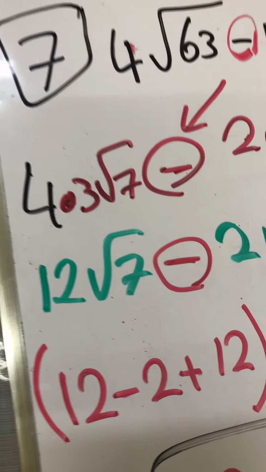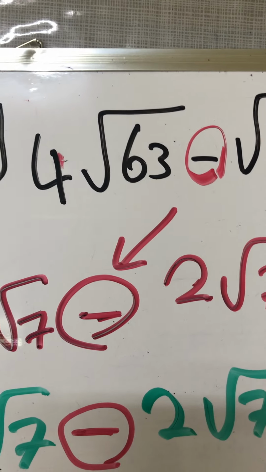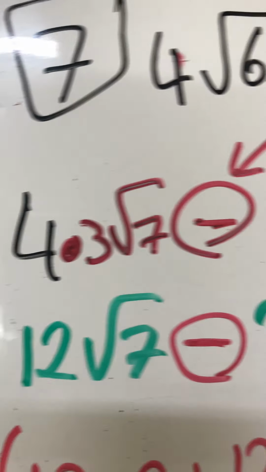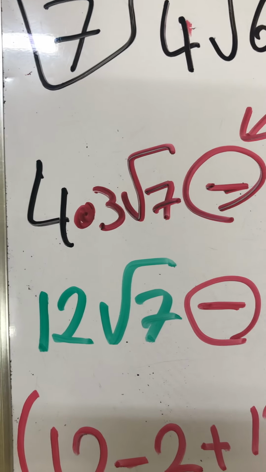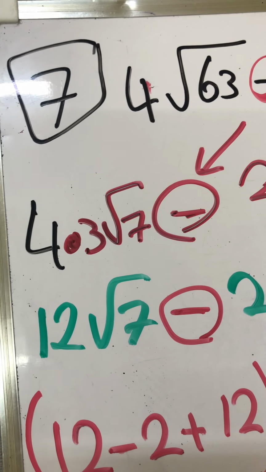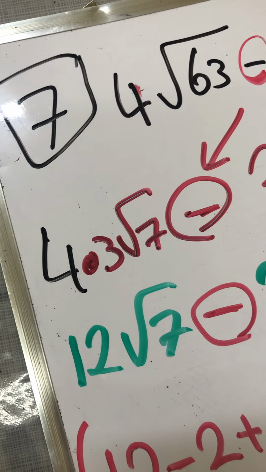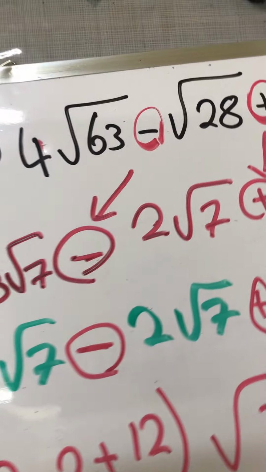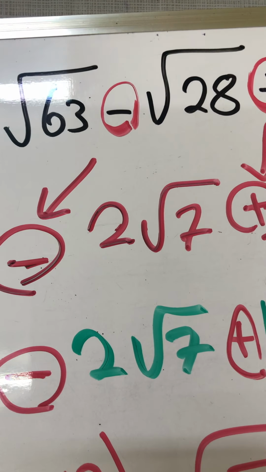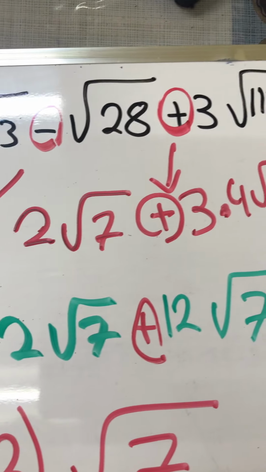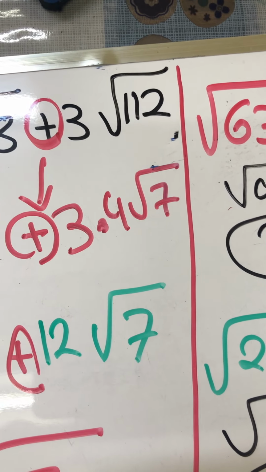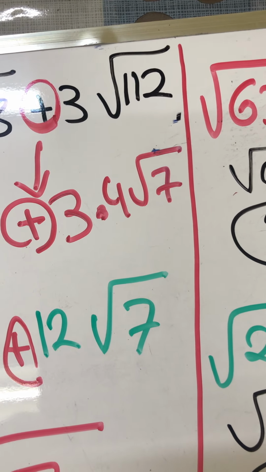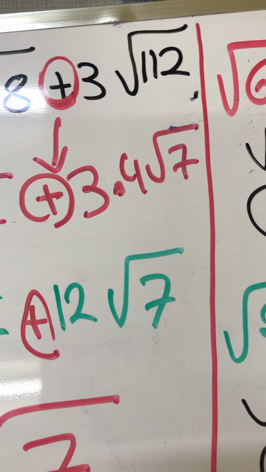And here I remove square root of 63 and put its simplification, 3 square root of 7, and multiply 4 by 3 square root of 7, which gives me 12 square root of 7. You see, this is a part of 4 square root of 63. Minus square root of 28, which is 2 times the square root of 7. Plus 3 multiplied by the simplification of 112, which is 4 square root of 7. So now 3 times 4 equals 12 square root of 7.